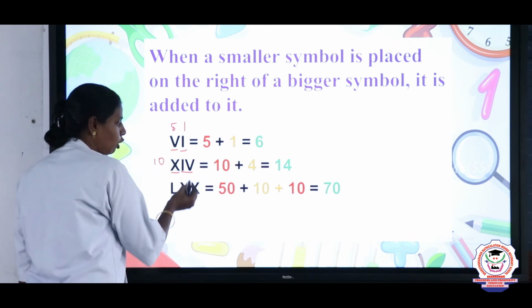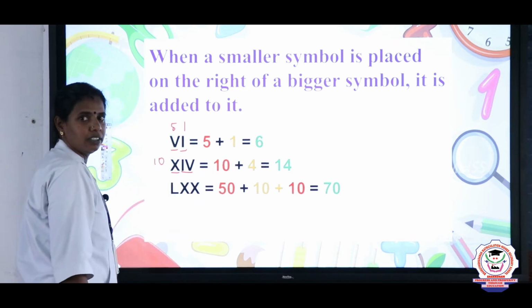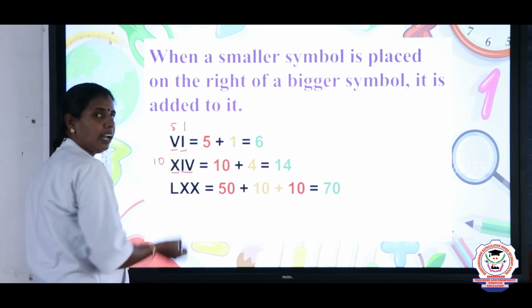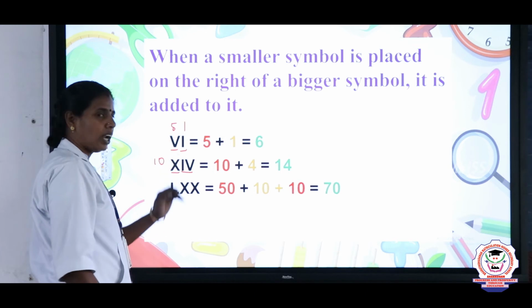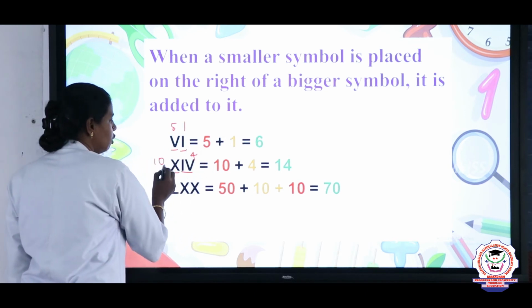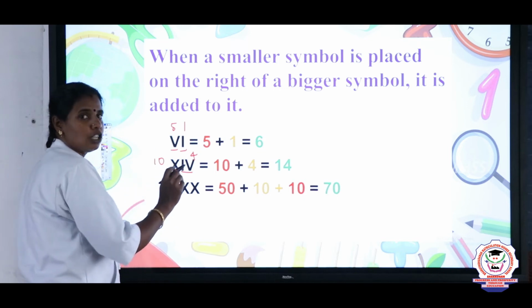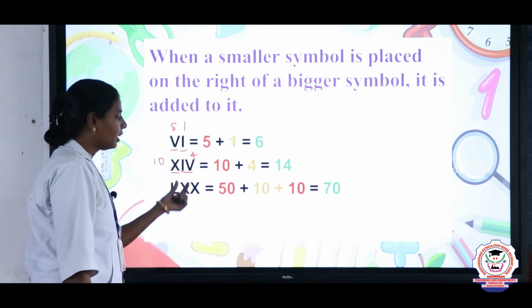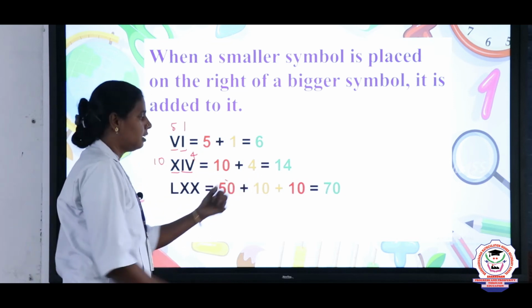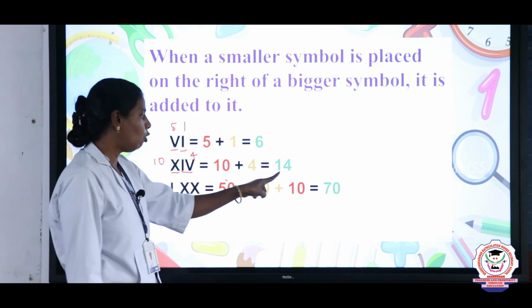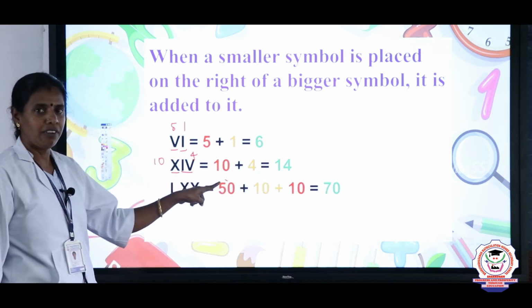And here X stands for 10 and IV, already I told you V is 5 and I for 1. When it is placed on the left side, it will be 5 minus 1 is 4. So IV is nothing but 4. So now 10 and 4. When the smaller number is placed right side of the bigger number, it is to be added. So 10 plus 4 is 14. Therefore, for 14 we can write XIV.